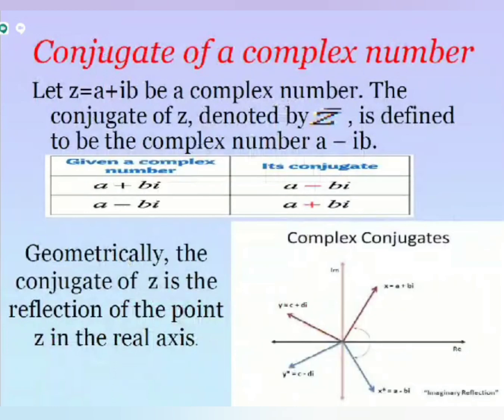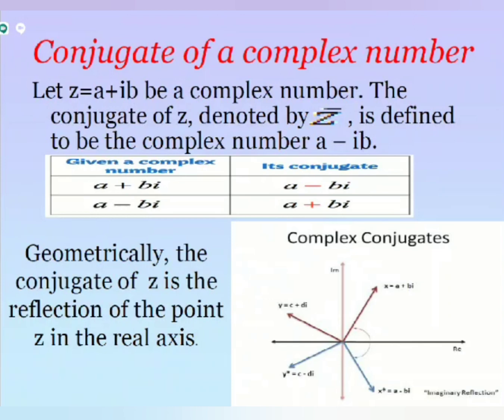Now I describe the conjugate of a complex number. Let z equal to a plus iota b be a complex number. The conjugate of z is denoted by z bar and is defined by a minus iota b. Given a complex number a plus iota b, its conjugate is a minus iota b. If a minus iota b is any complex number, then its conjugate is a plus iota b.